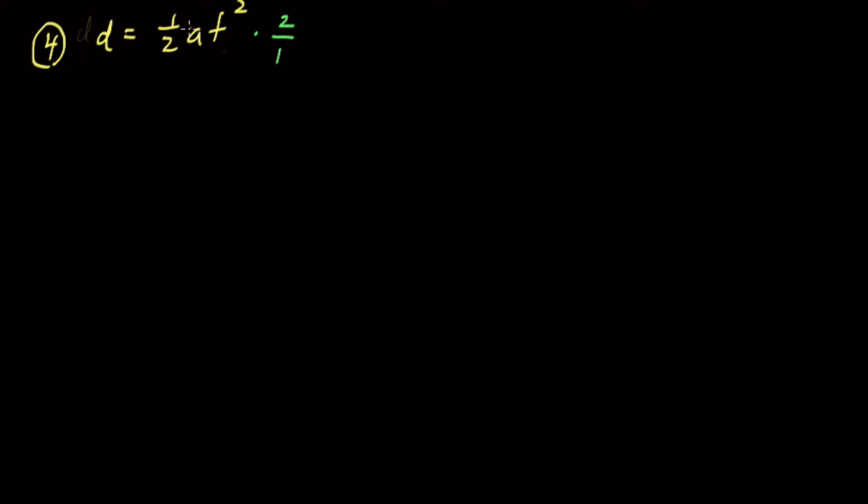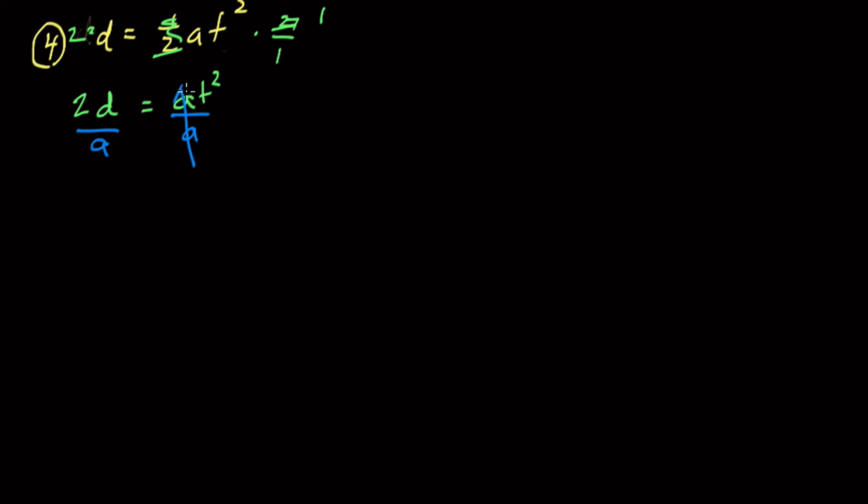I can just look at this as 1/2 times 2. I get 2 over 2 here, and that is 1, and I don't have to write it. So that gets rid of this. But whatever I do to one side of the equation, I have to do to the other. So I get 2d equals at squared. And how do I get rid of multiplying by a? I would divide by a. So I'll divide both sides by a.